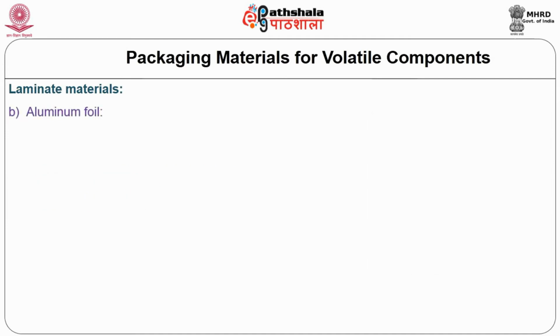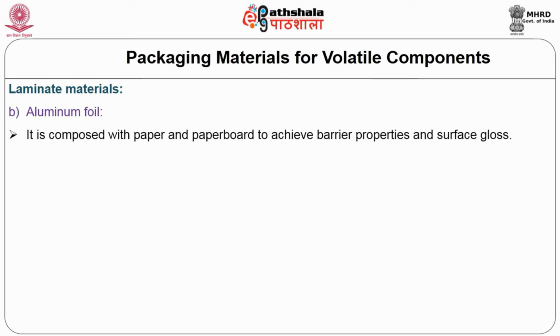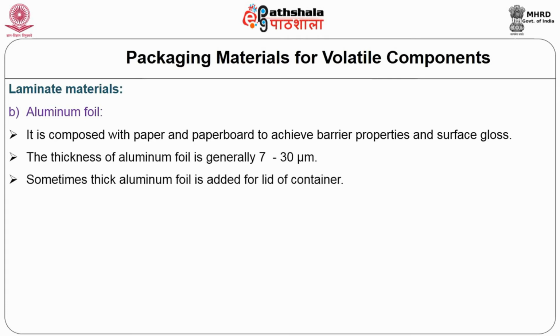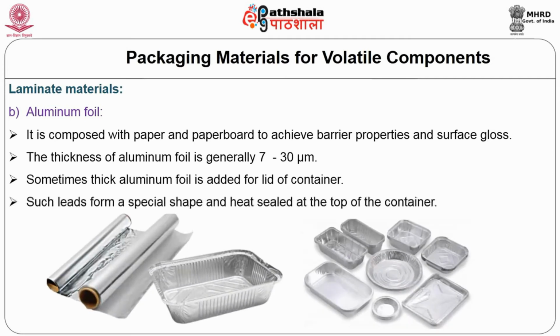The next laminate material is aluminum foil. It is combined with paper and paperboard to achieve barrier properties and surface gloss. The thickness of aluminum foil is generally 7 to 30 micrometers. Sometimes thick aluminum foil is added as a lid for the container. Such lids form special shapes and are heat sealed at the top of the container.